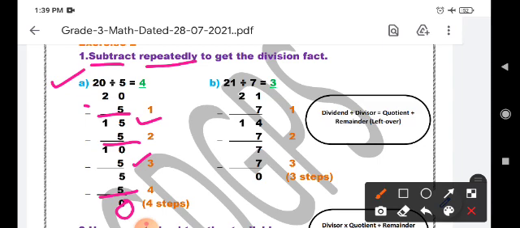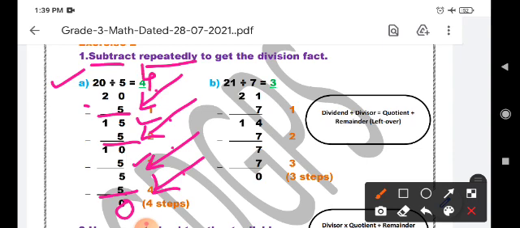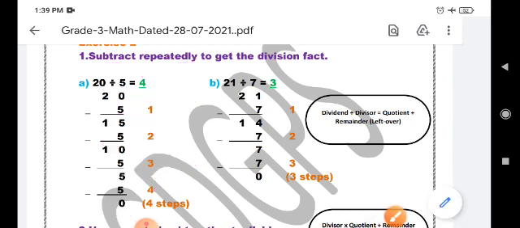So now you are going to count the steps. How many steps were involved when you subtracted the same number, that is 5? That was 1, 2, 3, 4. That means the answer of this question is 4. That is the quotient. Okay. So this is how you are going to solve this question.